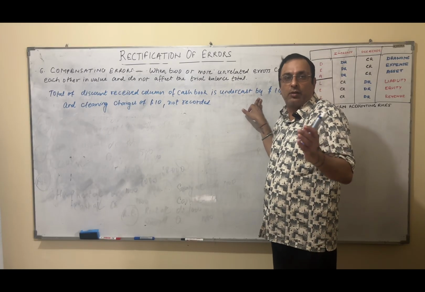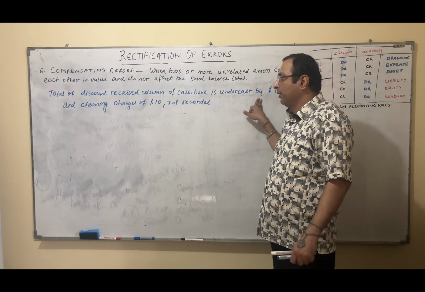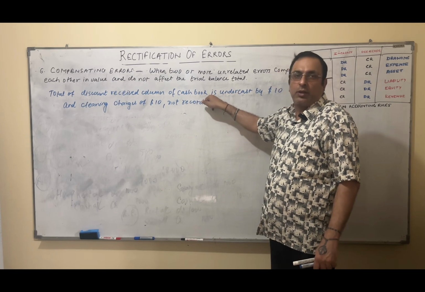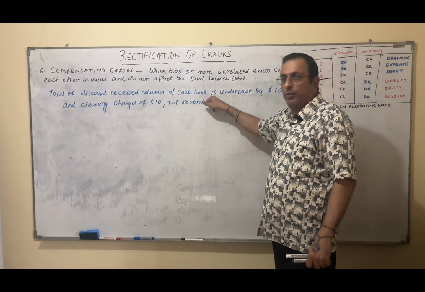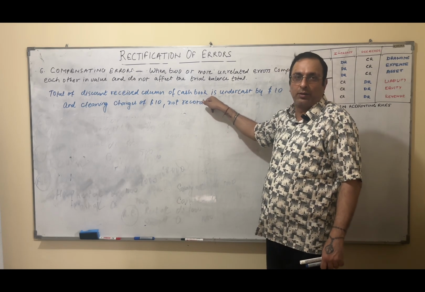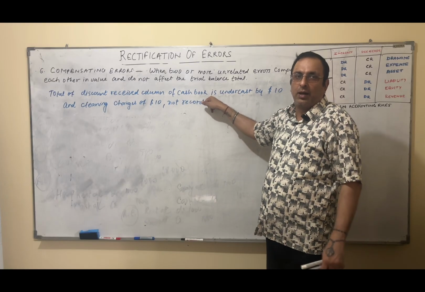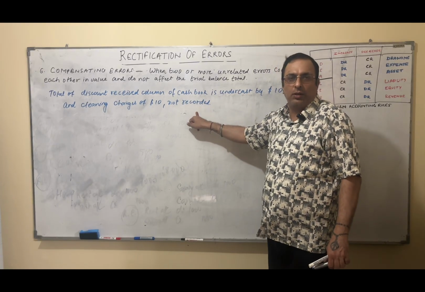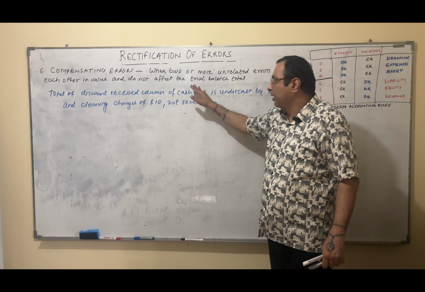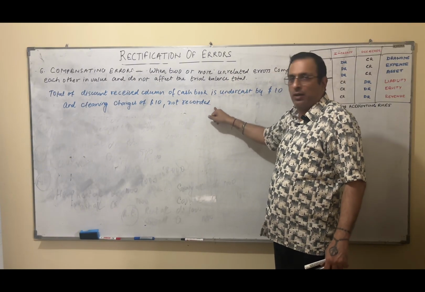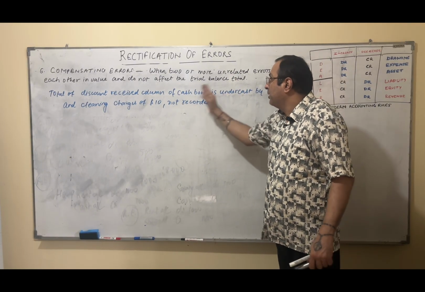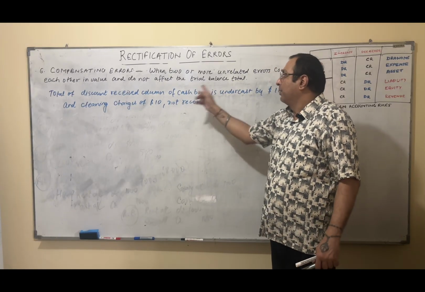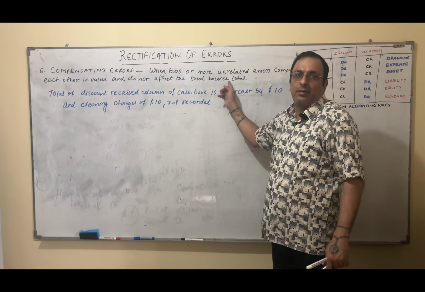We have undercast, we have not recorded $10. That means the total of discount received column in the cash book is short by $10. This is the first mistake, undercast. And the second mistake is the cleaning charges of $10 are not recorded, right? So these are two different unrelated errors of the same amount. They're compensating each other in a way that the total of trial balance is same.